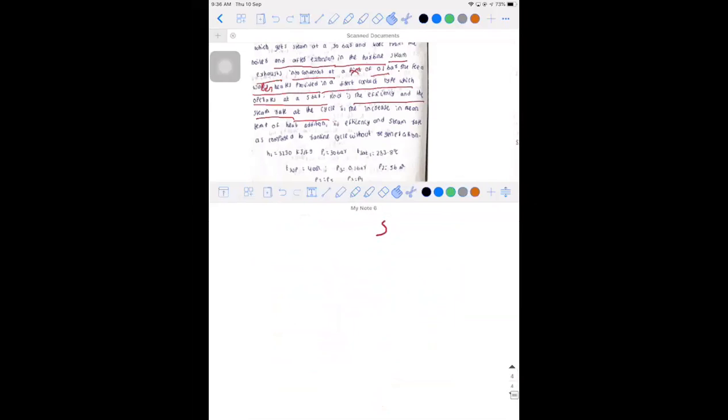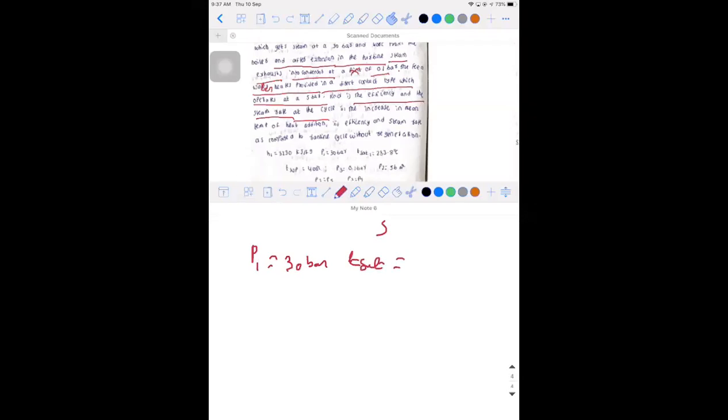First of all, let us record the data. What is the data we have with us? First of all, pressure P1. The pressure here is 30 bar. And what is the saturation pressure, P sat 1?